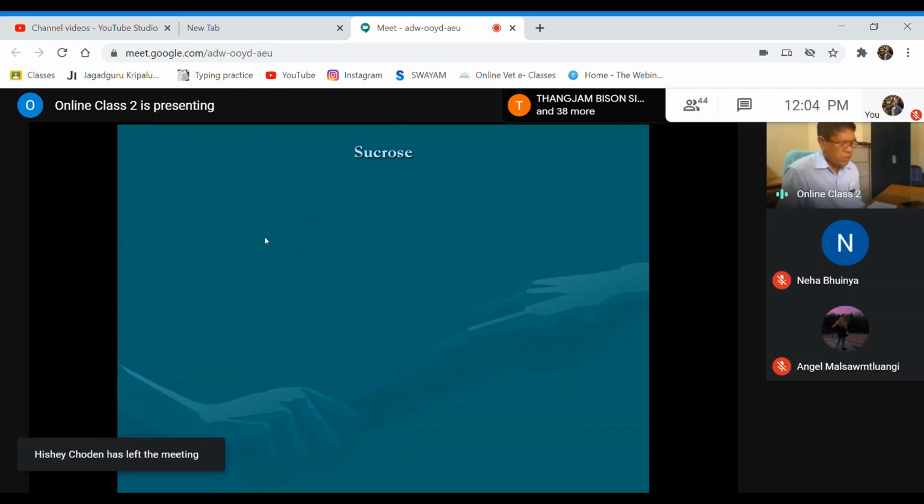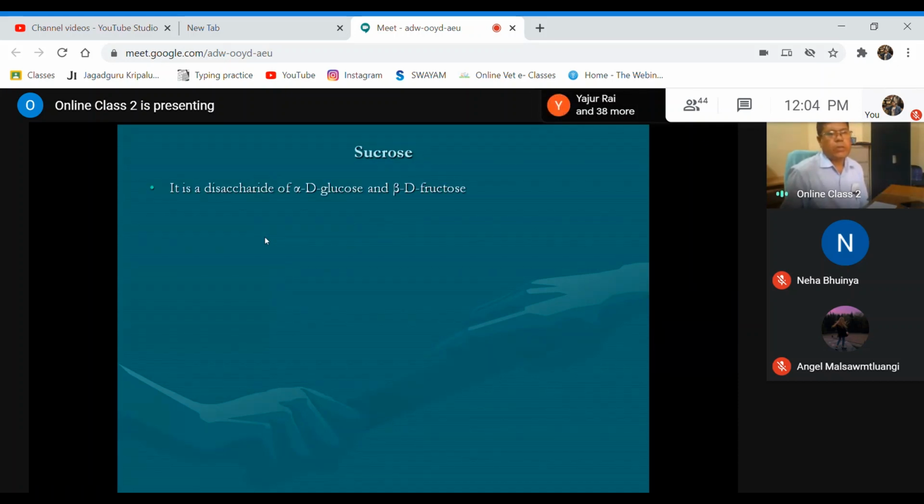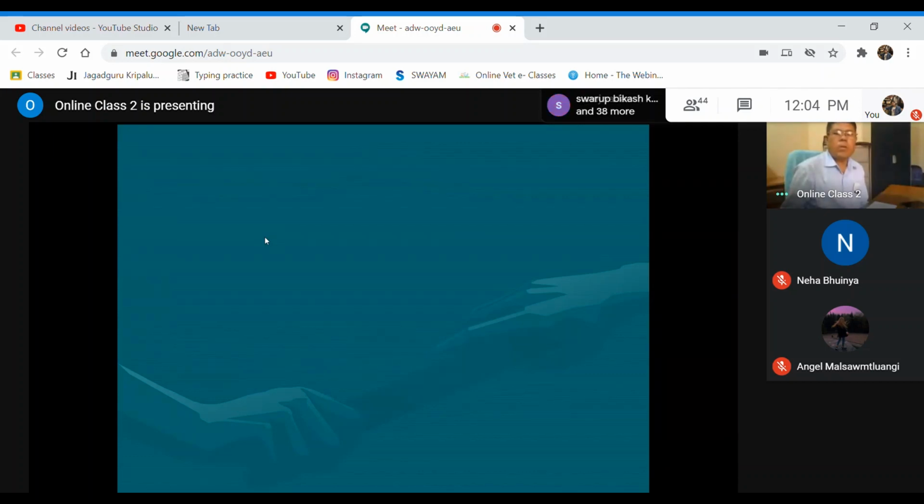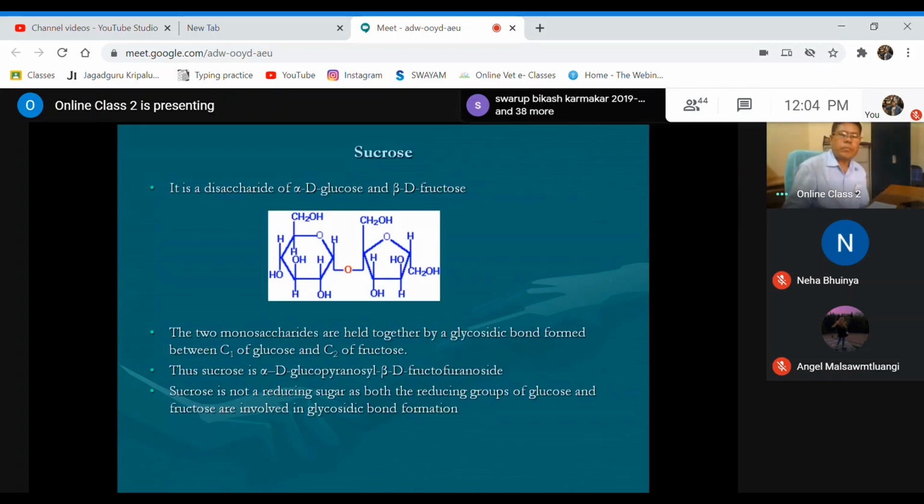Next disaccharide molecule is the sucrose. Sucrose is the cane sugar. It is a disaccharide of alpha D glucose and beta D fructose. Here, the first residue is the glucose, and the configuration at the anomeric carbon is alpha. Then the second residue is the fructose, and here this is carbon number 1, 2, 3, 4, 5, and 6.